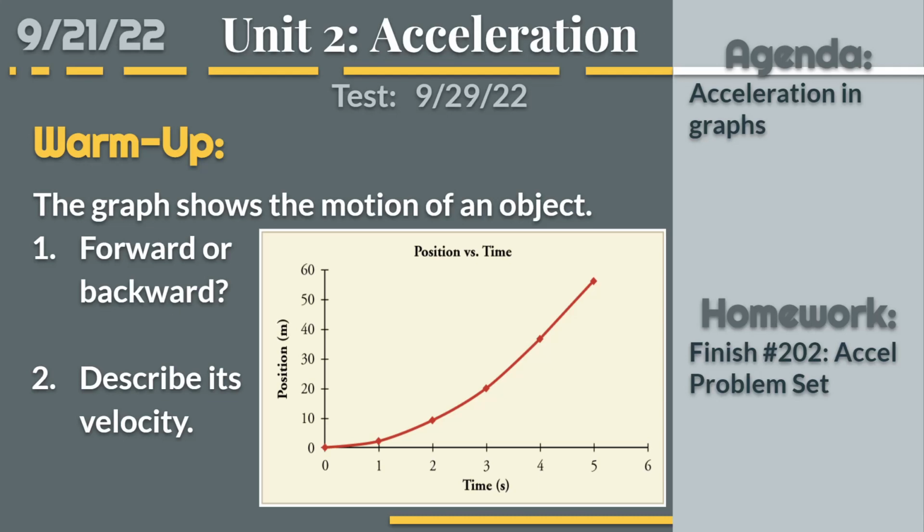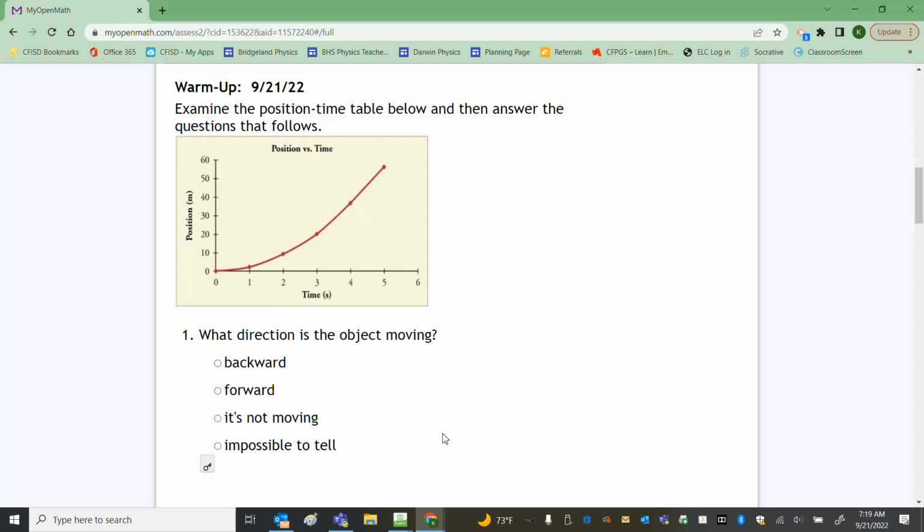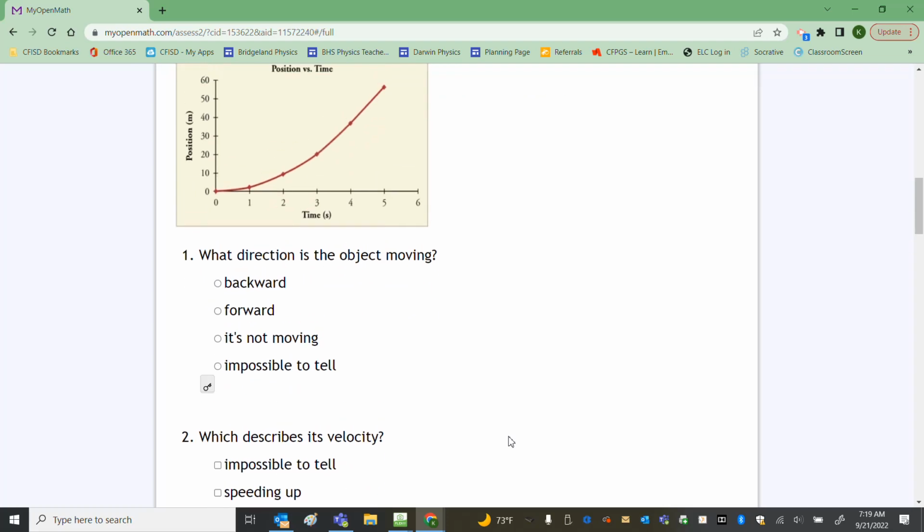But let's go ahead and go over this first. I'm going to open it up in my Open Math so you can see how it's worded here because it's multiple choice and it's not on my screen. It says examine the position time graph below, and then answer the questions that follow. It says what direction is the object moving?